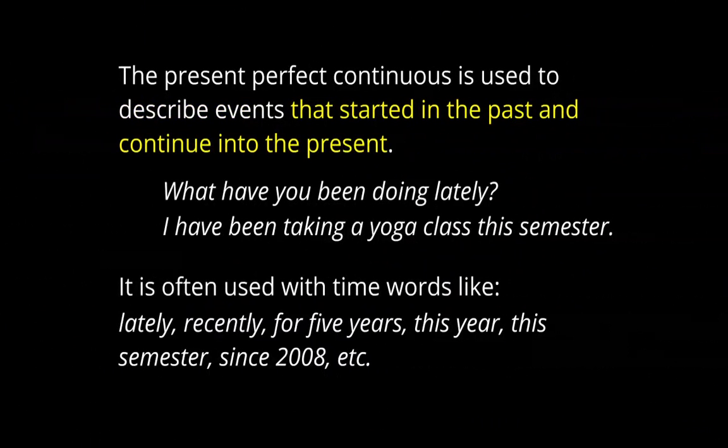Another verb tense that's commonly used is the present perfect continuous. This is used to describe events that started in the past and continue in the present. What have you been doing lately? This might be a question that you would ask a friend that you haven't seen for a while. Maybe you're walking in Samyeon and you see one of your old high school friends and you haven't seen them for 2 or 3 years. And you're kind of catching up. What's going on? What have you been doing lately?